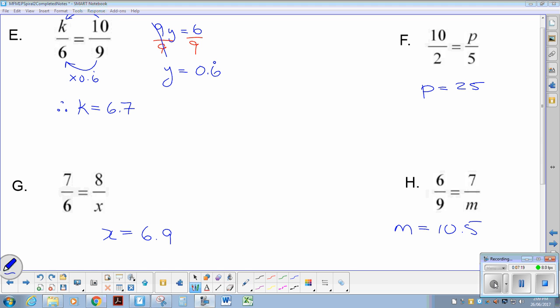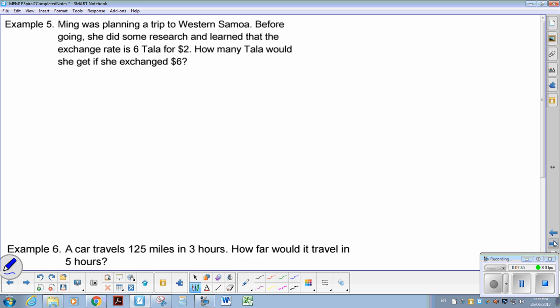All right, so there are the answers for F, G, and H. Check to make sure you got them correct. It's the same process every time. If you had trouble with those, you need to ask the teacher for help or clarification because you need to be able to do these comfortably. Moving on to the last 3 examples.